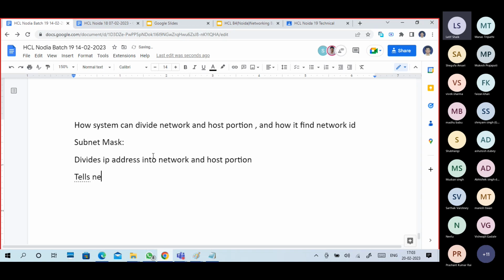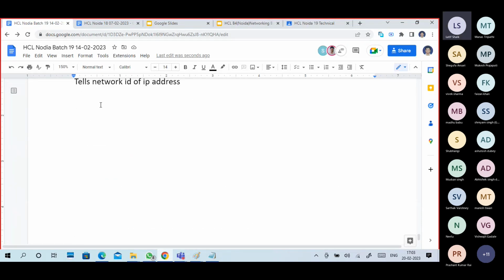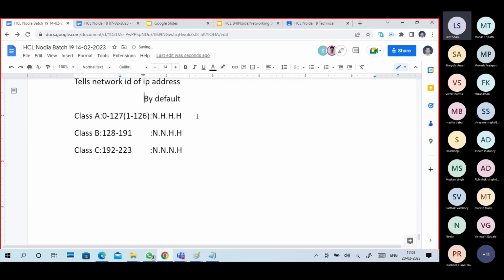The subnet mask tells the network ID. It will tell the network ID of an IP address. Again, the same thing, this network and host portions by default, and you can see this is the default subnet mask.